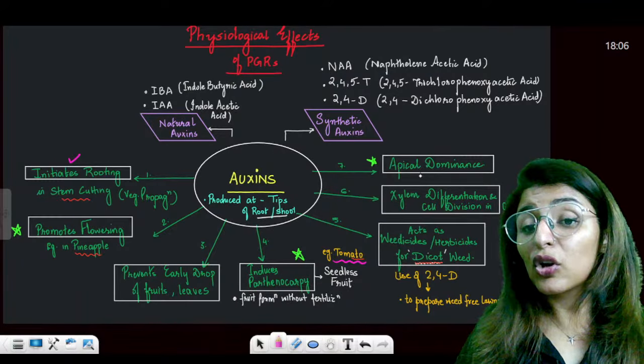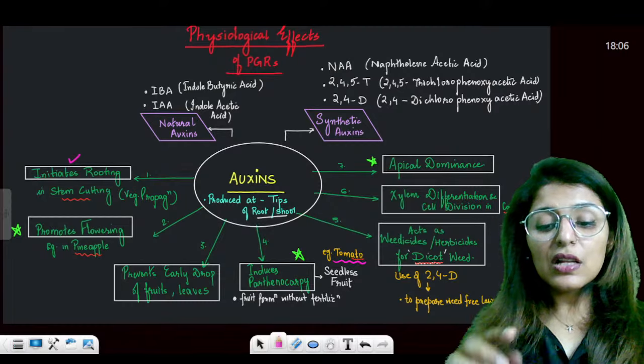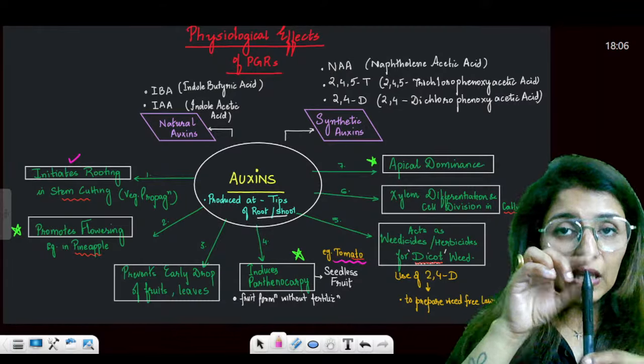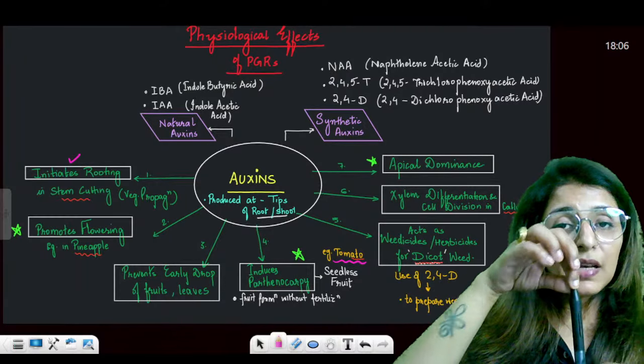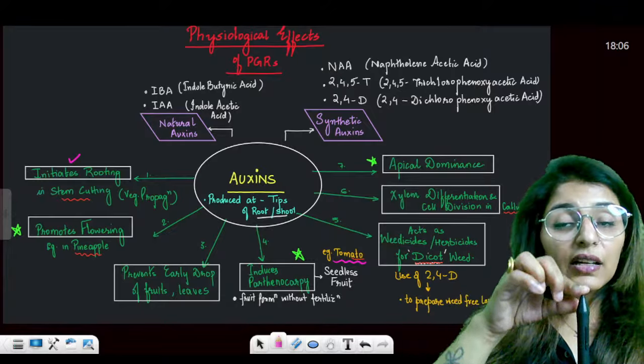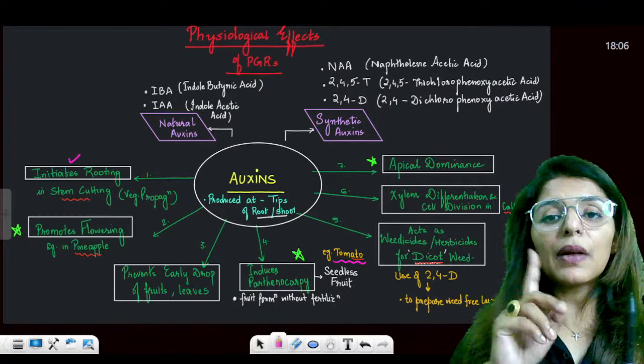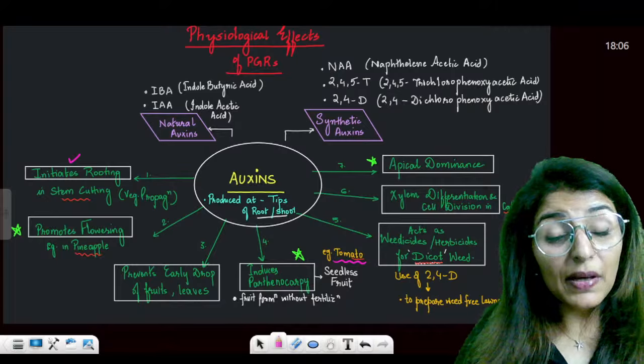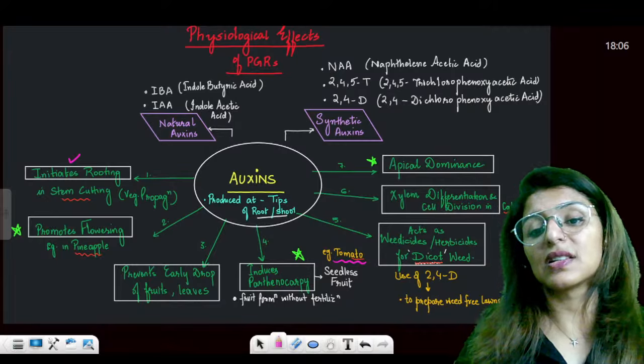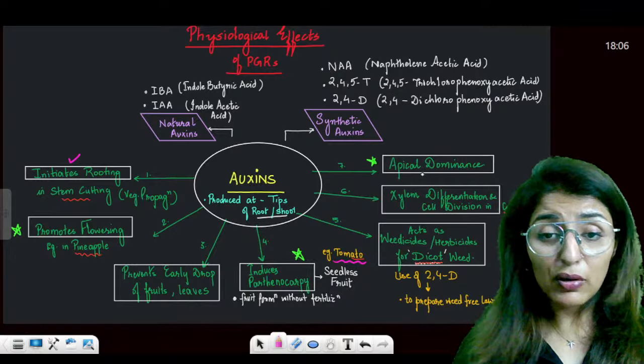Then there is apical dominance. So what does apical dominance mean? Till this tip keeps on growing, till this meristematic tip is there and keeps on growing, lateral branching doesn't happen. So the apex dominates over the lateral buds. This is called apical dominance. This is because of auxins.